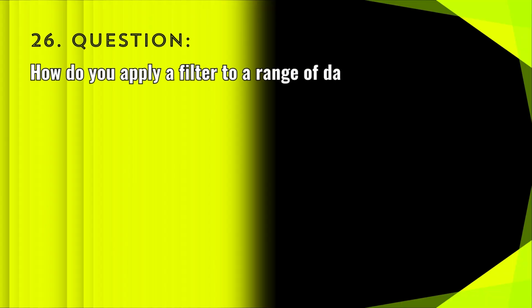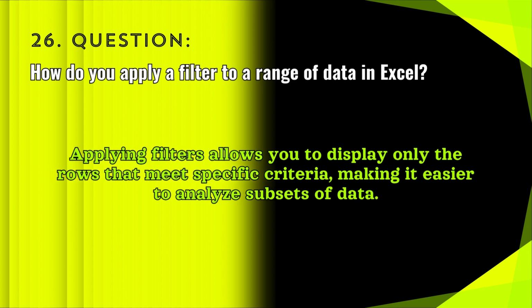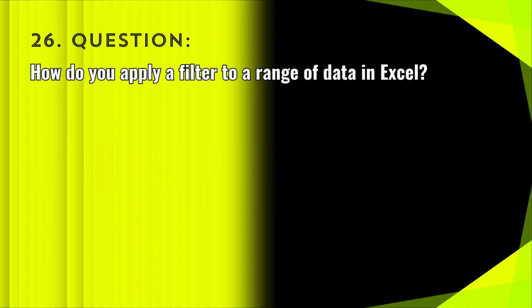Question number 26. How do you apply a filter to a range of data in Excel? Applying filters allows you to display only the rows that meet specific criteria, making it easier to analyze subsets of data. So, select the correct option from the following four.